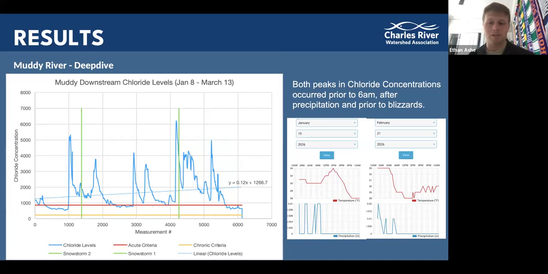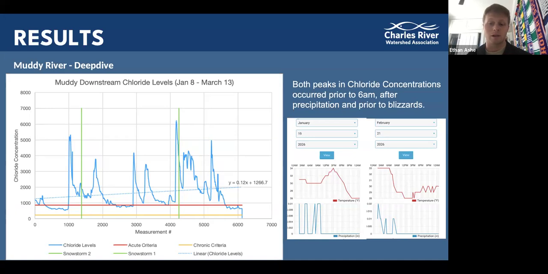The blue line on the graph is the chloride readings. As you can see, they spike at certain points that you can correlate to a certain time of year in Boston when snowfall and snowstorm events happened. The yellow and red horizontal lines on the bottom are our thresholds, the first one being the 230 threshold, and then the second one being the 860 milligrams per liter toxic threshold. As you can see, yes, it is definitely exceeding it at multiple points. The green vertical lines show where peaks in the chloride readings happened.